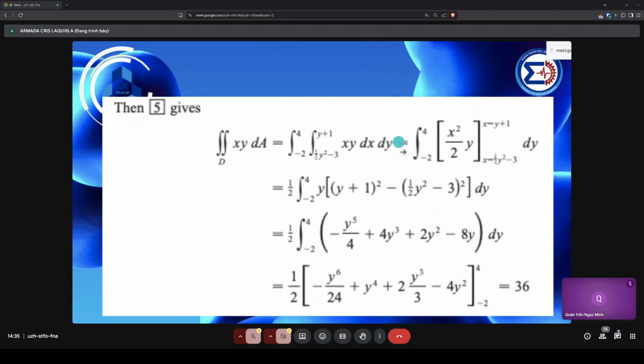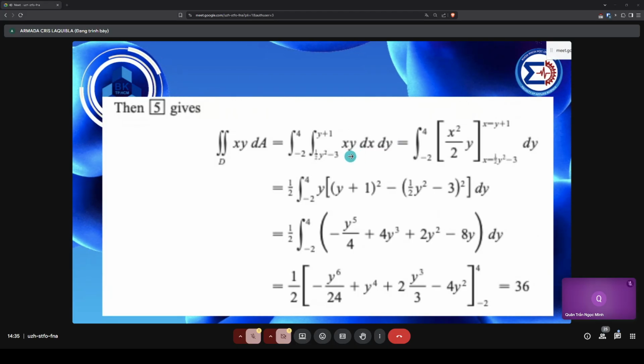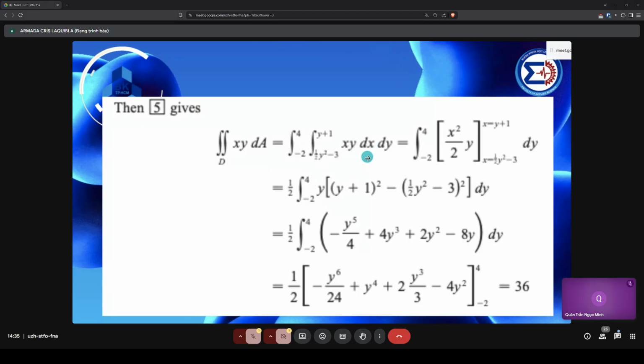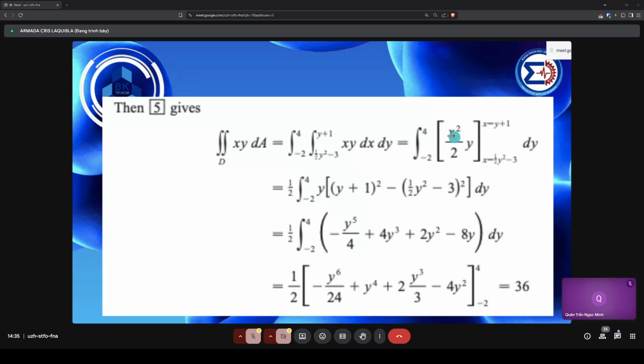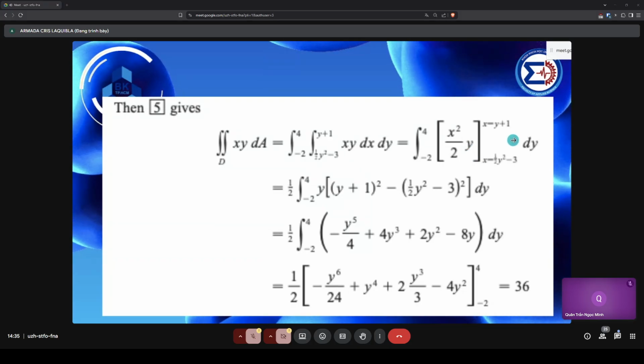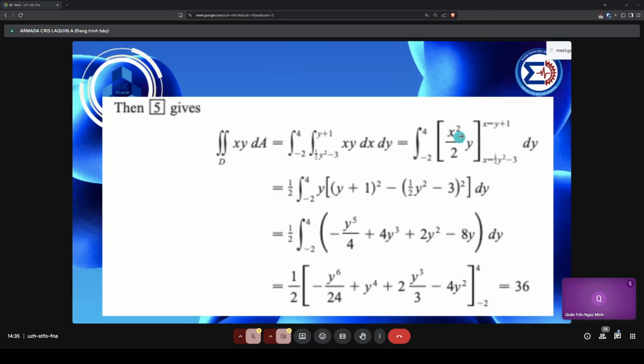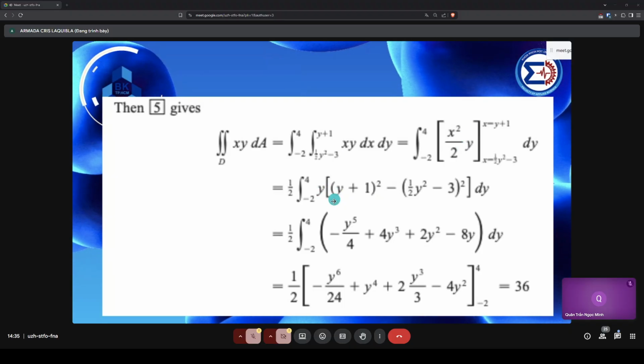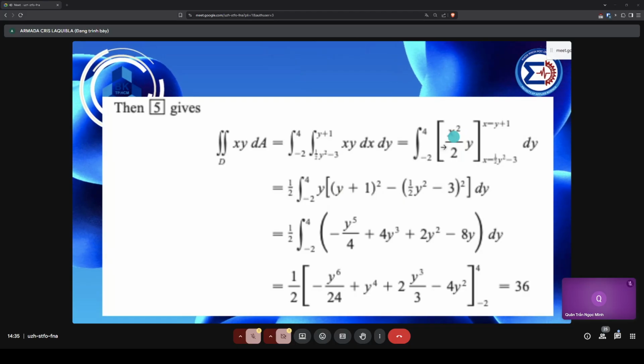Now solving this one, the integral of this with respect to x first, because this is dx. So you have the x squared over 2. Just copy the y there because y is considered constant. Now substitute the y plus 1 there. So we write the y outside. Then we substitute the squared there.